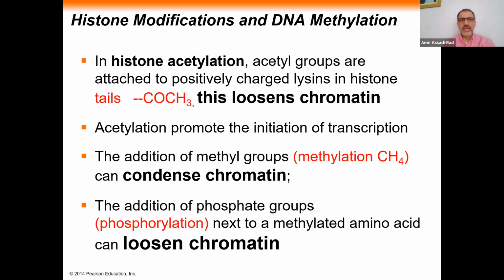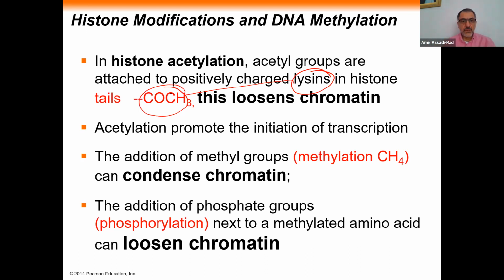In histone acetylation, this is the structure of acetyl, right here, acetyl tail. The acetyl group attaches to the lysine. Lysine was what? You guys remember? An amino acid, okay? And this attaches to lysine, so it loosens up. So this is DNA, it's condensed. Acetylation loosens it up a little bit. Chromatin is condensed, and acetylation loosens it up. Acetylation promotes the initiation of transcription, the beginning of transcription. And the addition of a methyl group, methylation, can condense chromatin. So if this is chromatin, methylation, the opposite of acetylation, condenses it.